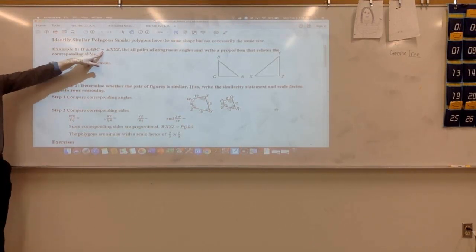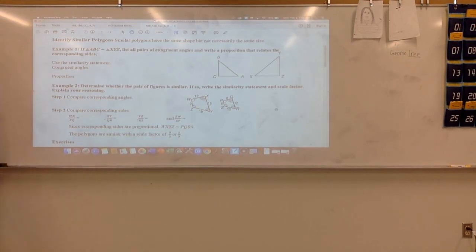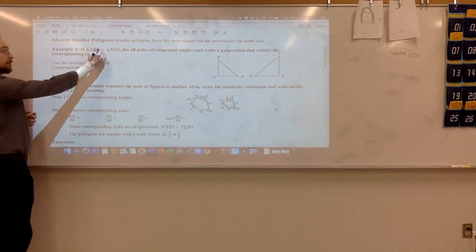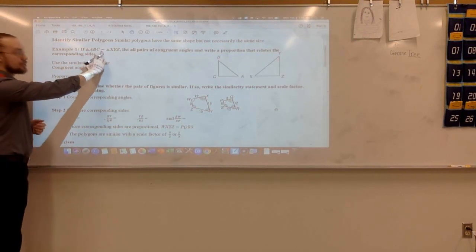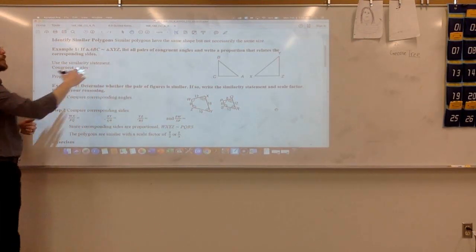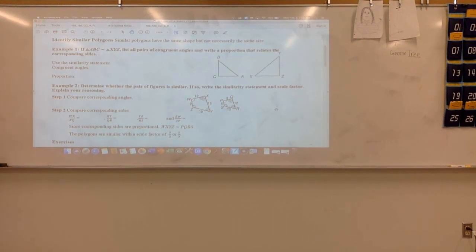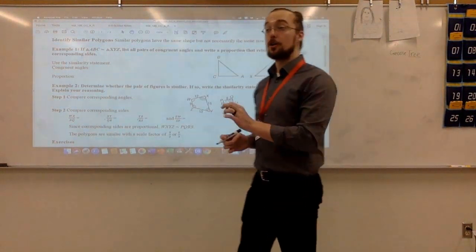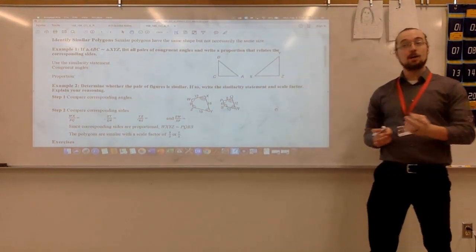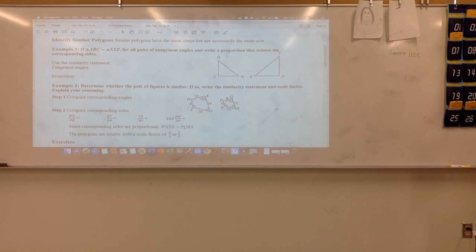Okay, this is our notation to denote similarity. It's just a squiggly line. So this would say triangle ABC is similar to triangle XYZ. So what similar or similarity means is that first, all pairs of corresponding angles are congruent. The angles stay exactly the same.